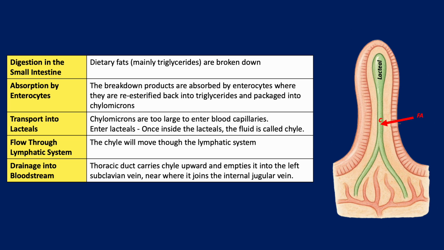Lacteals are specialized lymphatic vessels in the intestinal villi, which are surrounded by the normal capillaries. Because these chylomicrons are very large, they are unable to enter the blood capillaries, and therefore they travel in the lymphatic system as chyle, passing through the mesenteric lymphatics, the cisterna chyli, and also the thoracic duct.